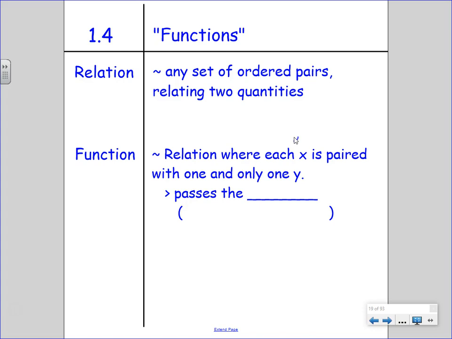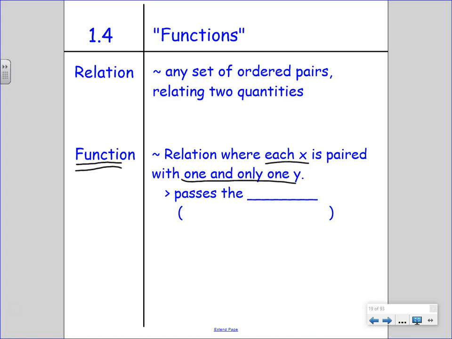Alright, relation just means any set of ordered pairs. You guys know ordered pairs, x and y pairs. But relations can also come in equation form as well. They don't just have to be ordered pairs. But a special type of relation, which shows a relationship between two pieces of data, is a function. And as you guys know, the most important thing about a function as far as its definition is each x paired with one and only one y.